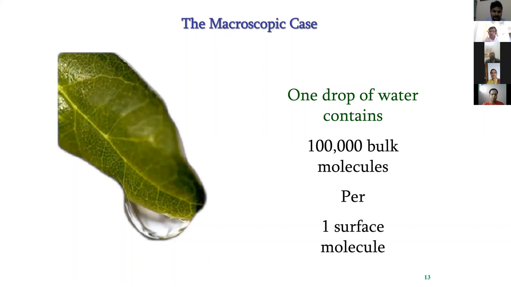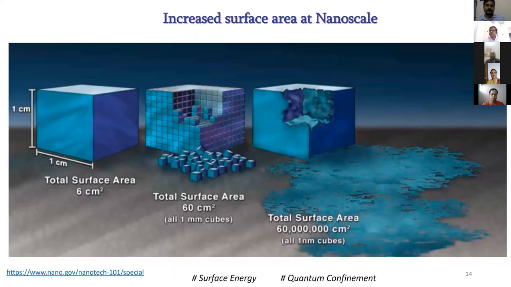However, when you go to a nanoscale, there is a dramatic change in the surface area. For example, if I take a cube of 1 centimeter by 1 centimeter, it has 6 facets, so its total surface area will be 6 square centimeters. Now, if I break that cube into smaller cubes of 1 millimeter, then the surface area will be 60 square centimeters. There is some increase in the surface area. But if I convert that cube into smaller cubes of 1 nanometer size, now you see there is a dramatic change in the surface area, really, really different. So when you go from centimeter to millimeter, there's not much change. But when I go from millimeter to nanometer, there's a dramatic change in the surface area.